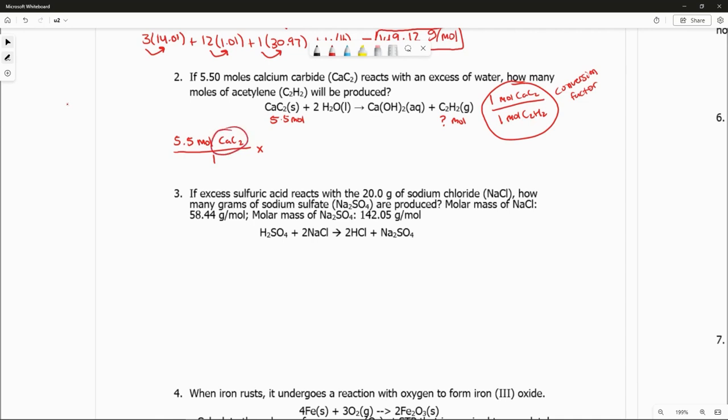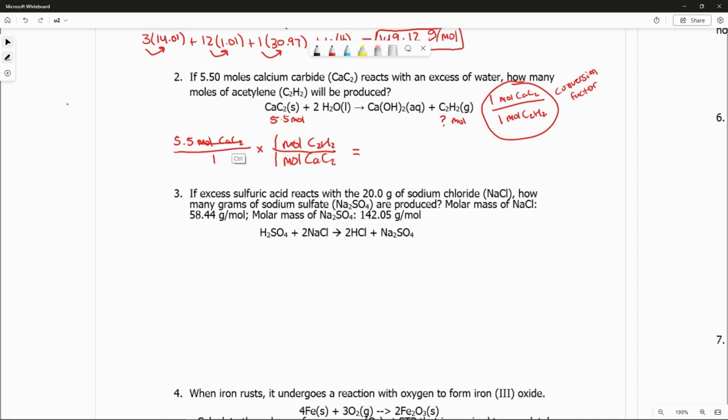So we have moles of CaC2 on top, so our moles of CaC2 has to come on the bottom: 1 mole CaC2. And these units cancel. Our end goal is to get how many moles of acetylene, C2H2, so we have to put the C2H2 on top: 1 mole C2H2. Now we have these cancel, and we're left with the question mark mole of C2H2.